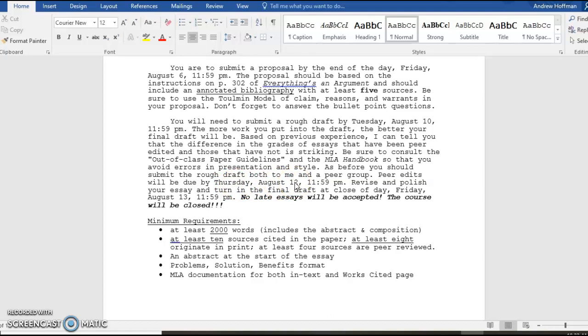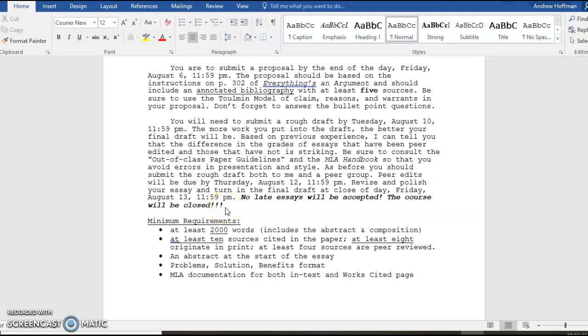As always, remember, I'm going to create peer groups. You read the essays in your peer group and do peer edits for those people. They will do the same for you. Then you go back and look at what they wrote to you so that you have more feedback. Then revise and polish the essay and turn in the final draft, close of day, August 13th, 11:59 p.m. That is the last day of the semester. So please remember, no late essays will be accepted. The course will be closed!